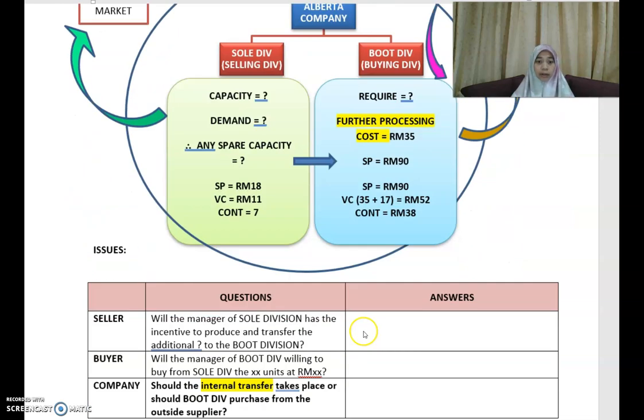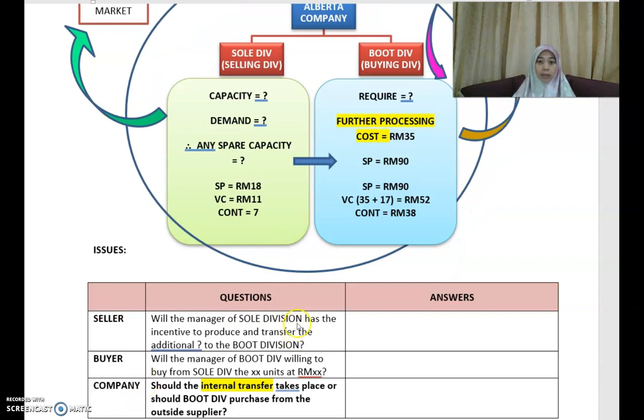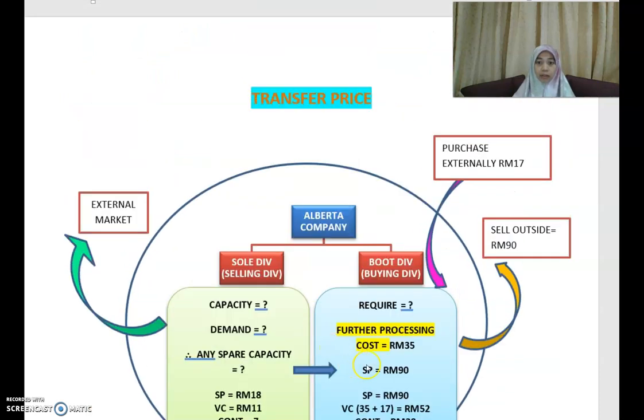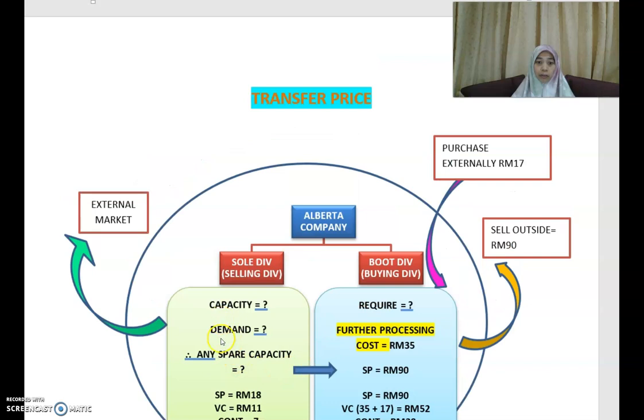So the issue here, there are three issues. One is whether the seller is willing to sell or transfer. That means, is the sole division willing to transfer to boot division? And then what about the buyer? Will the buyer be willing to buy at 18 ringgit? So the boot division, of course, wants to have a lower cost. Boot division would say, I don't want to buy from sole division because the selling price is 18. I would rather purchase externally because externally the price is only 17, lower price.